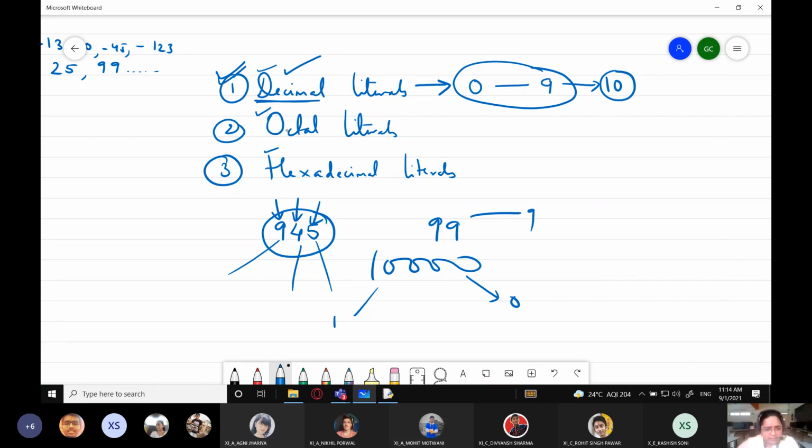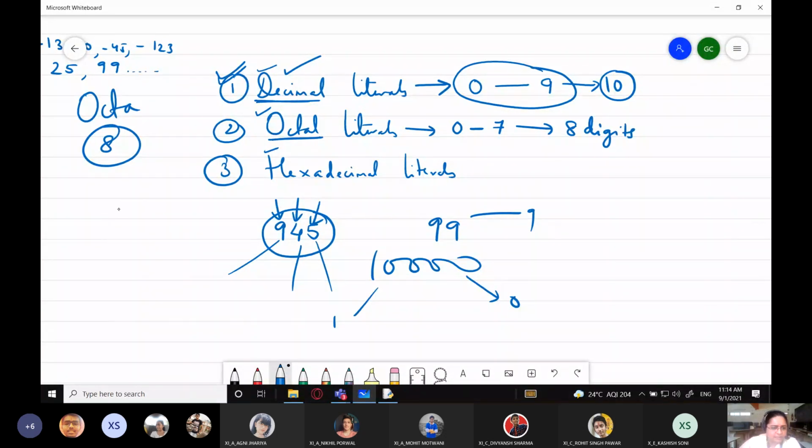Okay. There is another number system, that is octal. Octal, by this octa means what? 8. Okay. So 8 means every number in the octal number system will be made out of only 8 digits, 0 to 7. Got it? That is, it will have only 8 digits.